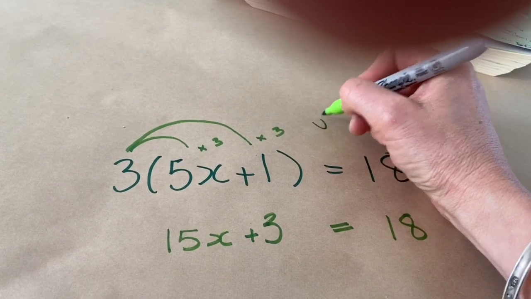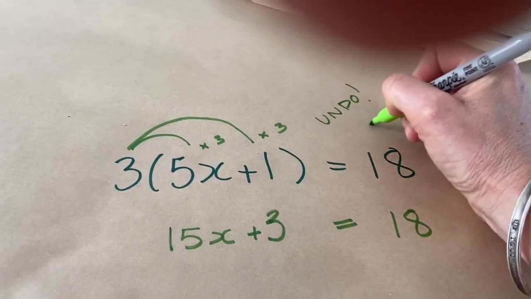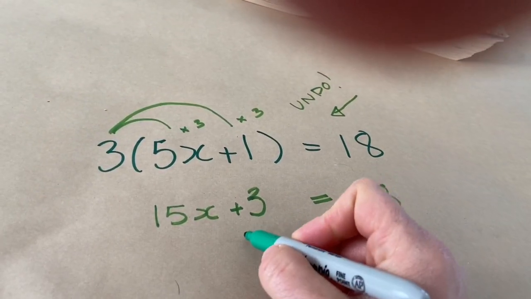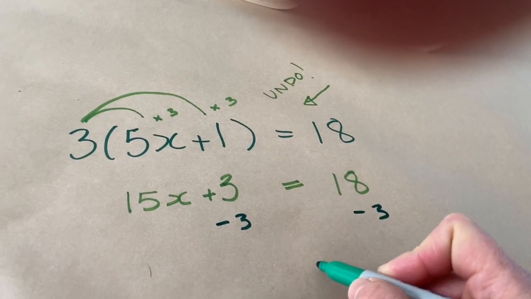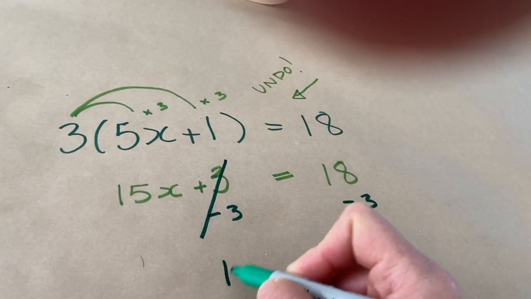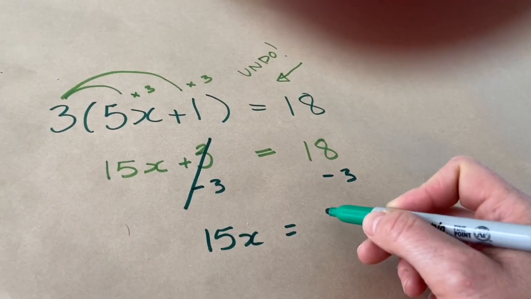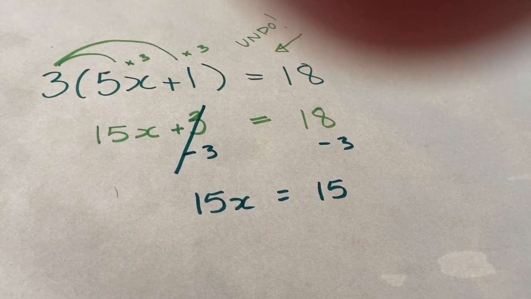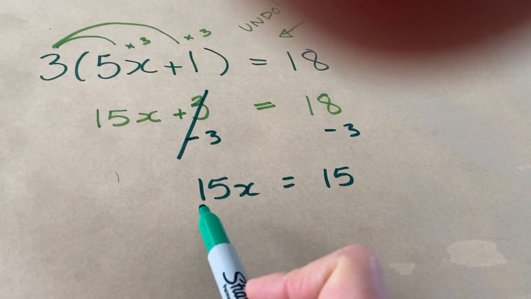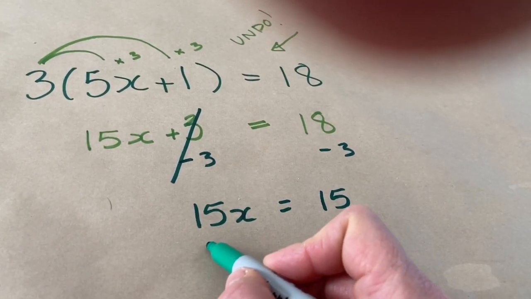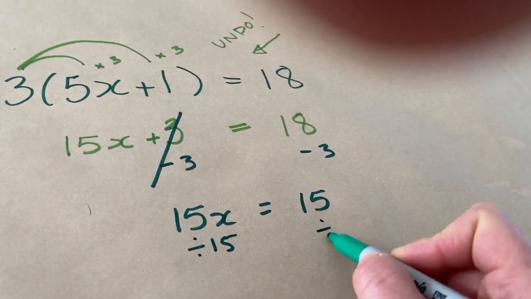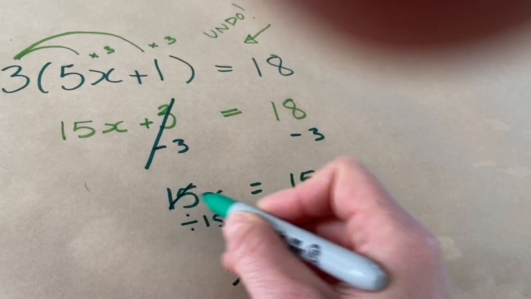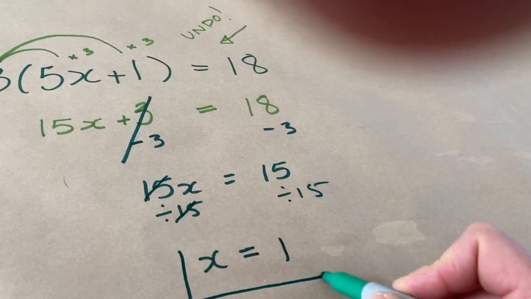And we want to undo. We want to go backwards to find the value of x. That means if we added 3, we want to take away 3 to get rid of that step. This cancels out. I have 15x is equal to 18 minus 3, which is 15. Okay. Now what I want to do is I want to get my x by itself. I had this x and I multiplied by 15. I want to undo the multiplying by 15, so I'm going to divide by 15. And that means that my x is equal to, since these cancel out, x is equal to 1.